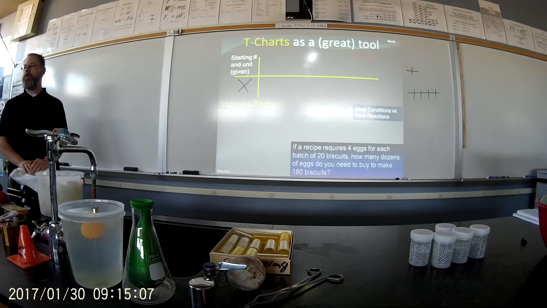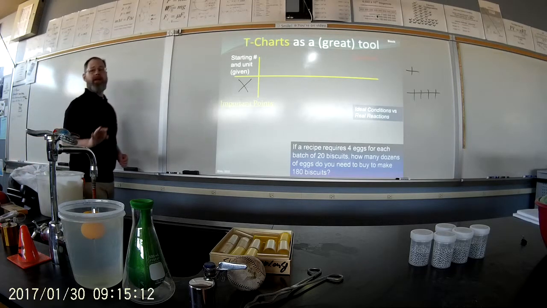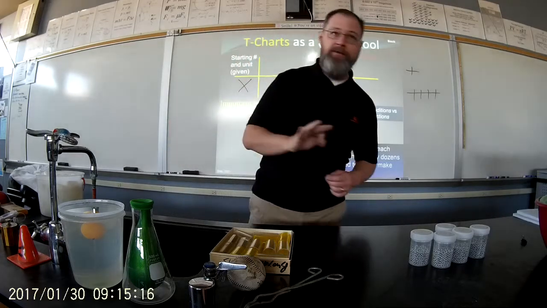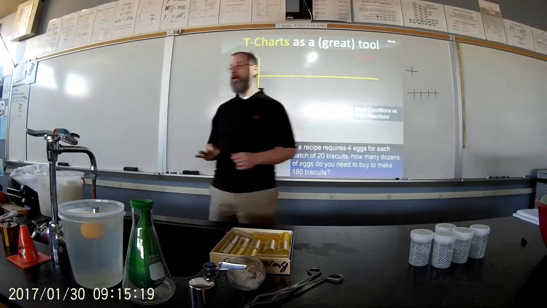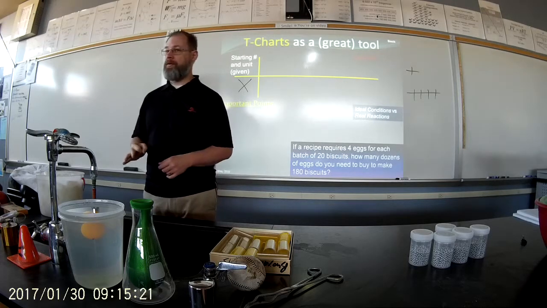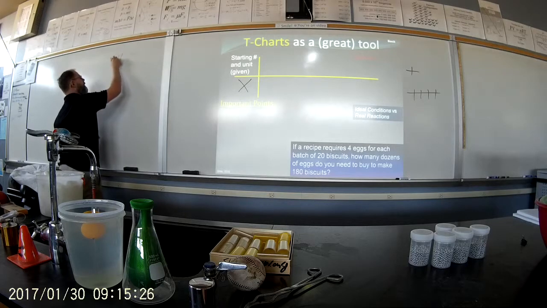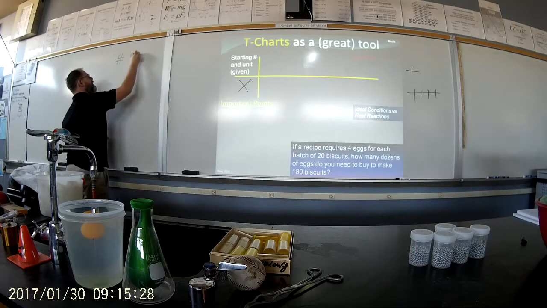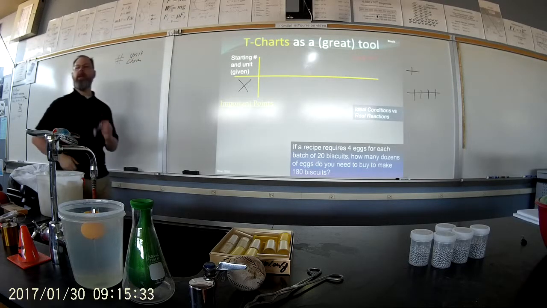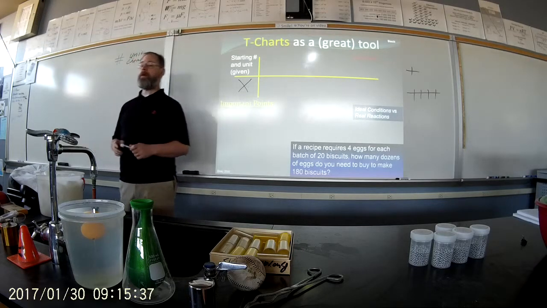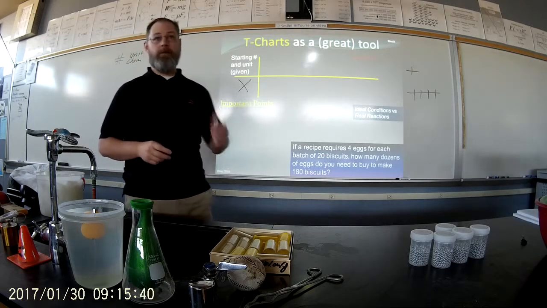You ready for something really, really important? Three things go in each box. How many things go in each box? Three. A number, a unit, and a chemical.